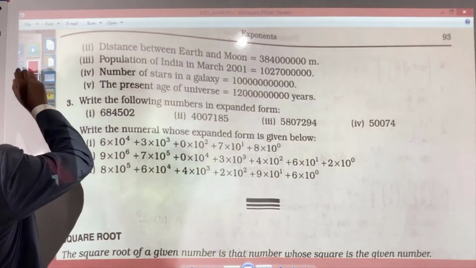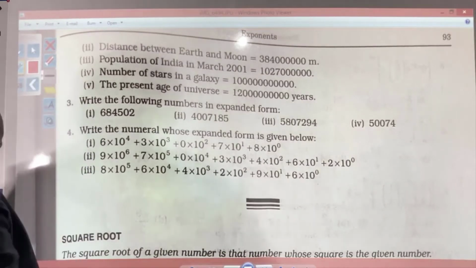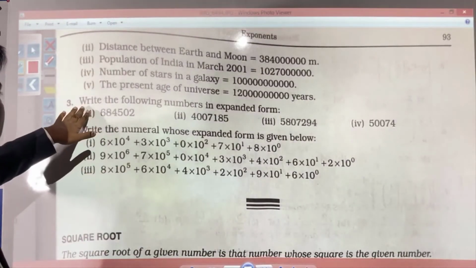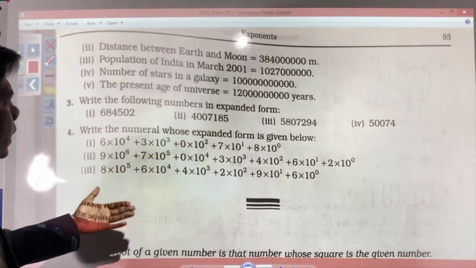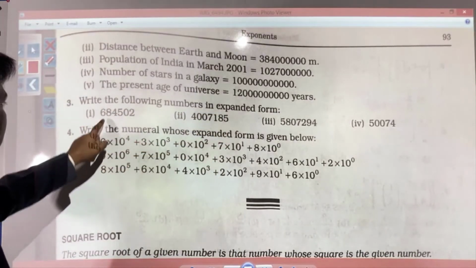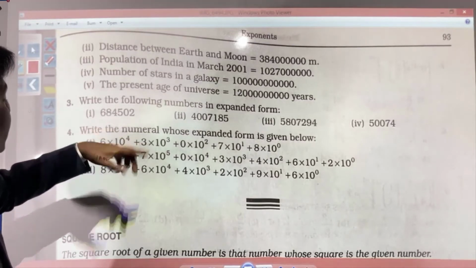Then in the same way, these questions are required to be solved. I hope you will be able to do. Then you have to write the following numbers in expanded form. So again, just now I have explained how it is to be written in standard form and expanded form.